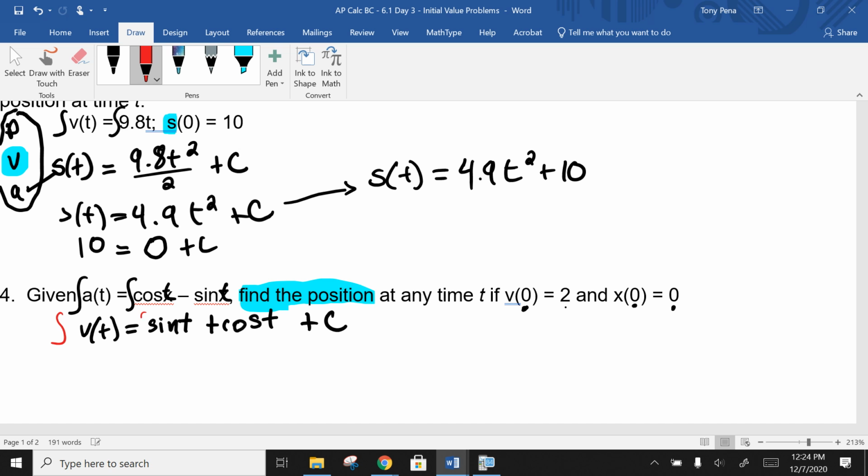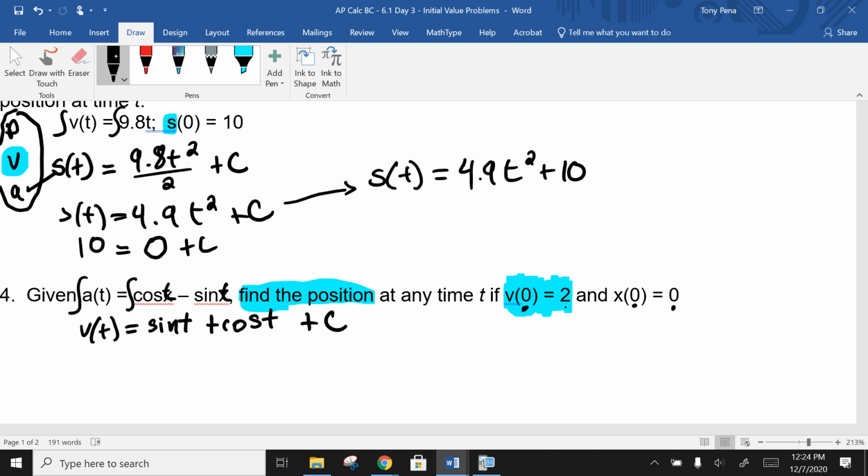Now, we do need to, so don't write this down yet. We do have to find the antiderivative one more time because we ultimately want the position, but we don't want to do that until we know what this constant is. So we want to figure that out first. Even though we know we have to do one more antiderivative, we don't want to do that just yet. We want to now use this information that at the time of 0, our velocity was 2.